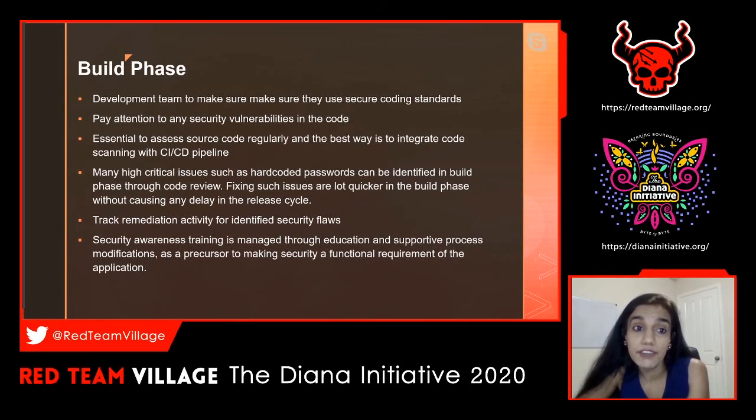Code scanning is really, really important. Many highly critical issues, such as hard-coded passwords, can be identified in code scanning, right in the build phase. Fixing such issues is a lot quicker in the build phase, without causing any delay in the release cycle. Fixing issues identified in the source code is really important because it's low-hanging fruit. You really don't want to miss it because it has a really high potential risk impact.